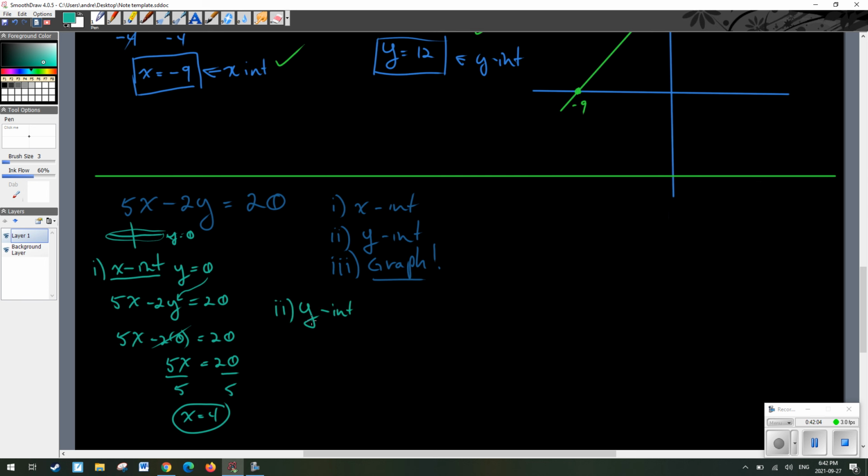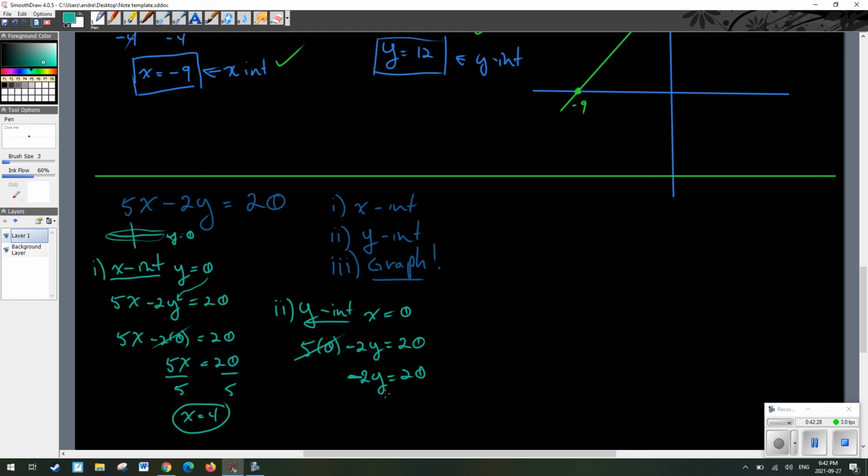Okay, my y-intercept, I know that means my x value must equal 0. So it's going to be 5 times 0 minus 2y equals 20. Here's where you need to be careful. 5 times 0 is 0, so it's gone. Don't just think, oh, that means it's going to be 2y equals 20. This negative belongs to the 2y, and it's still negative.